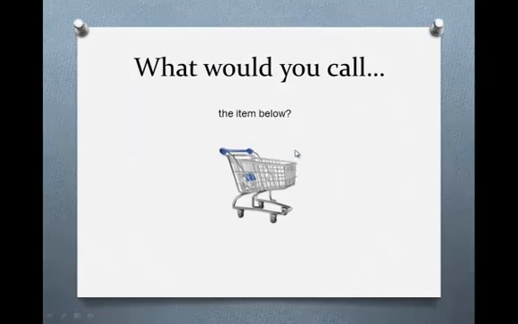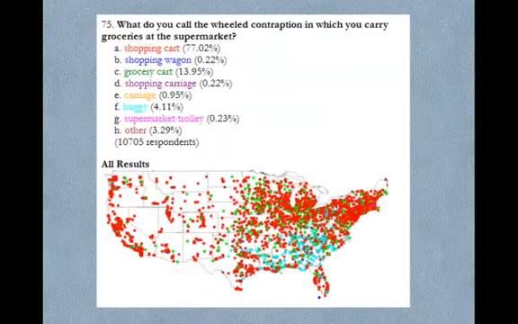Okay, let's do one last one. We see a good chunk of it's going to call it a shopping cart. Down south, though, part of the southern dialect, we're going to be calling it a buggy. We have some scattered grocery carts in here. And actually way down here, below Florida, we're calling it a shopping wagon. So that is a very localized dialect word.